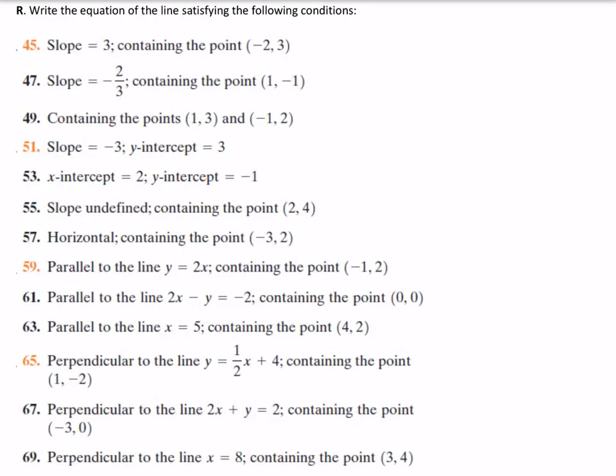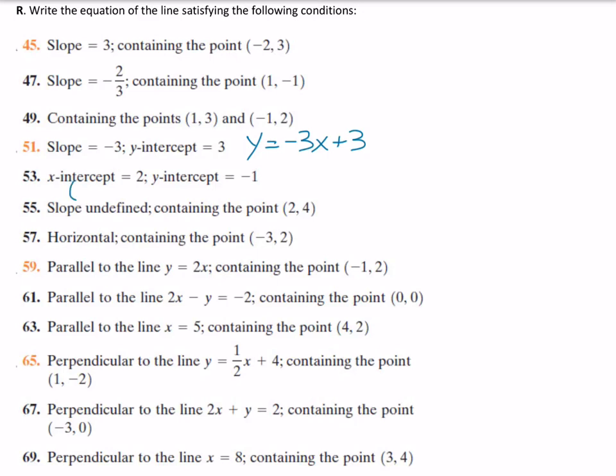All right, this one's going to be kind of the special cases. The ones like number 45, 47, 49, those are all typical questions you would get. Even number 51 and 53. Again, 51, if it's in slope-intercept form, I have the slope and the y-intercept, easy, just plug it into slope-intercept form. In fact, I just OCD here. Negative 3x plus 3. I'm already done with number 51. That's it.